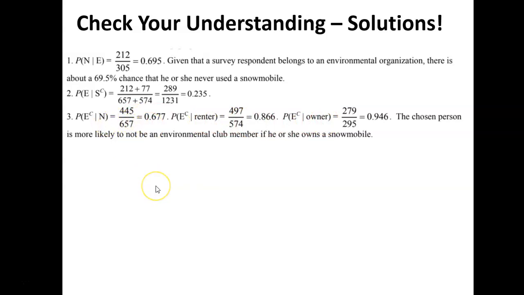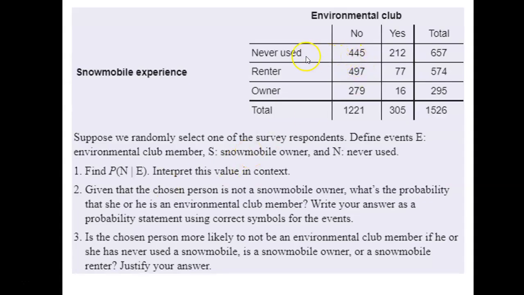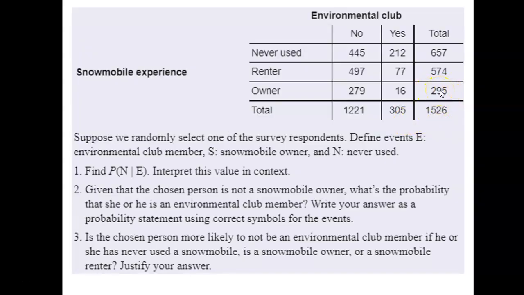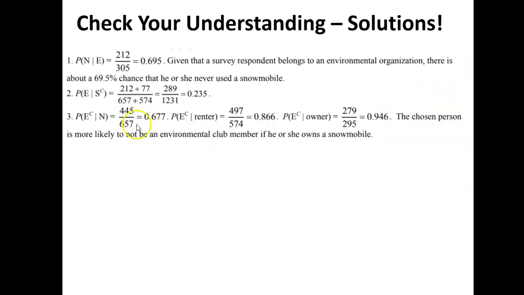So for each of these calculations, because it's like given they've never used one, you'll see the denominators are coming from this column over here. So the first one is a denominator of 657. The second one was a denominator of 574. And then the third one was a denominator of 295. So probability that they were a club member would be this number over this number, this number over this number, this number over this number. Now, of course, fractions mean nothing to us. So when we calculate them, we want to see the percentages or the decimals. And this one has the highest probability. So the chosen person is more likely to not be an environmental club member.